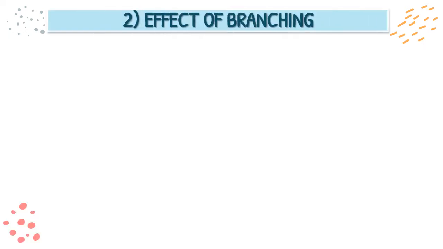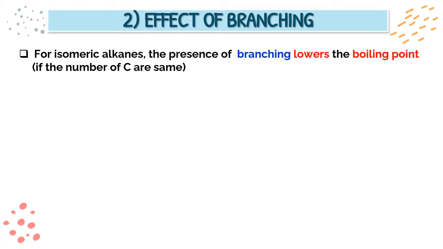The second factor that can affect the boiling point of alkanes is the effect of branching. The effect of branching will only occur in isomeric alkanes. For isomeric alkanes, the presence of branching lowers the boiling point if the number of carbons is the same. So, in other words, for the effect of branching to take place, the alkanes must have the same number of carbons.